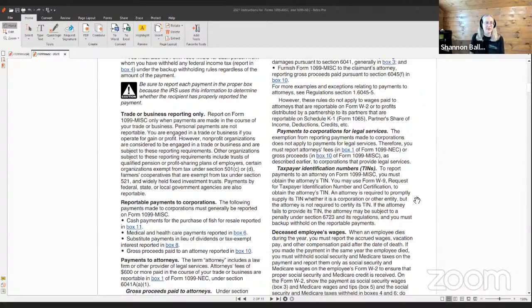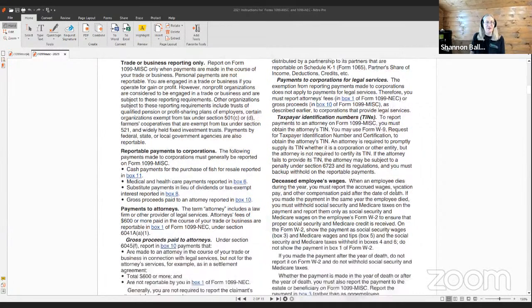Other organizations subject to these reporting requirements include trusts of qualified pension or profit-sharing plans of employers, certain organizations exempt from tax under 501(c)(3) or (d), farmer cooperatives that are exempt from tax under Section 521, and widely held fixed investment trusts. Payments by federal, state, or local government agencies are also reportable.